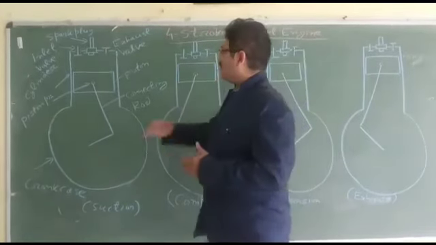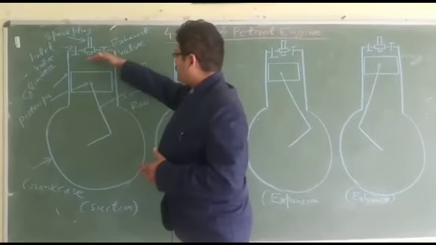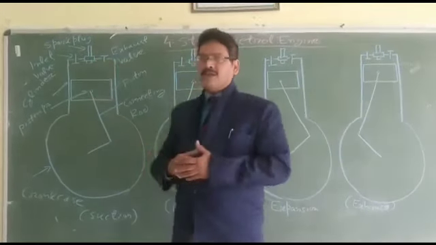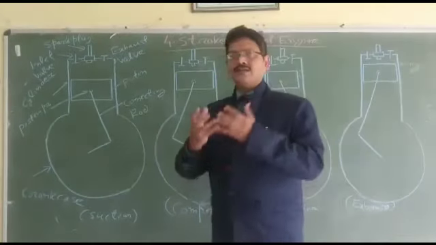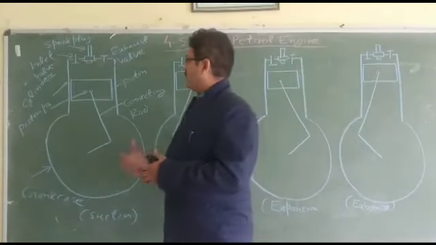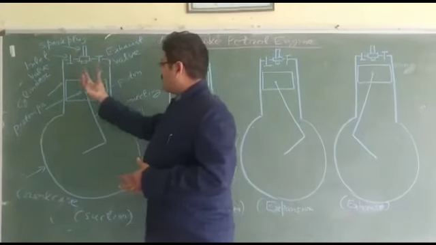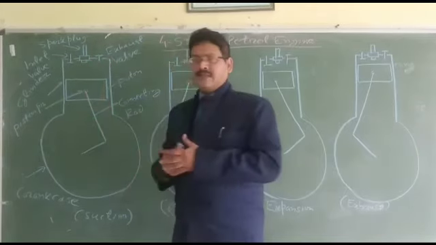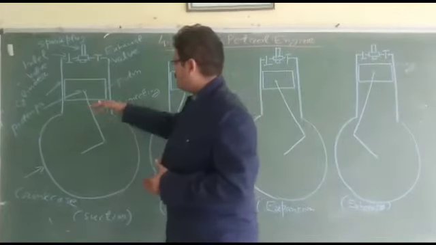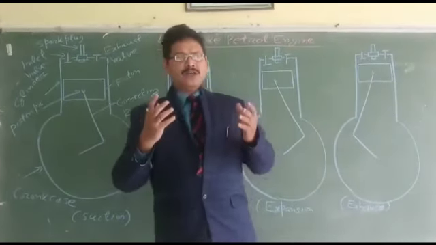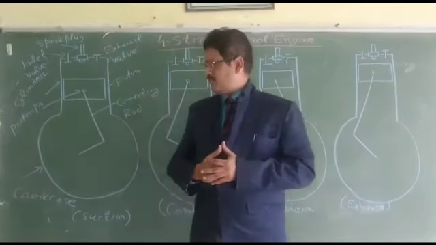Now we will consider the suction stroke. In the suction stroke, the piston will be at the top dead center position, and as the piston moves from top dead center position to bottom dead center position, there is volumetric increase. This volumetric increase results in drop in pressure. As a result, the inlet valve opens and the air fuel mixture is drawn into the engine cylinder, and this process continues till the piston reaches the bottom dead center position. During the suction stroke, the exhaust valve is in closed position.